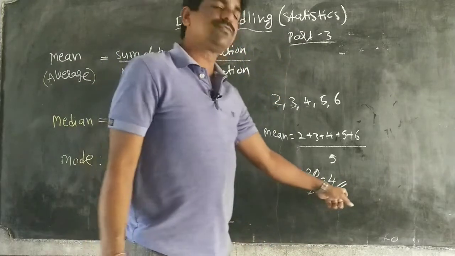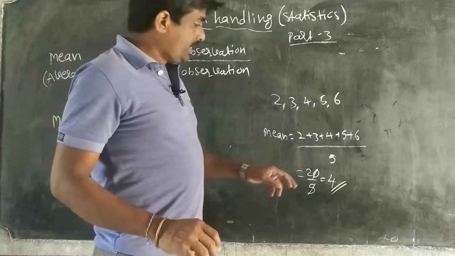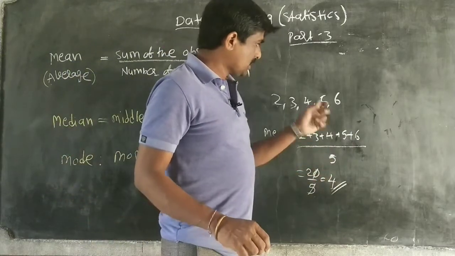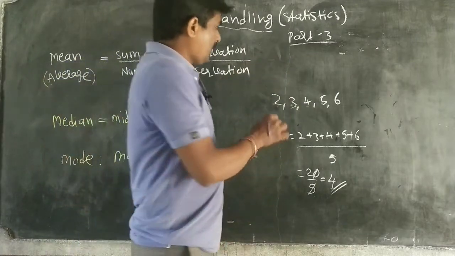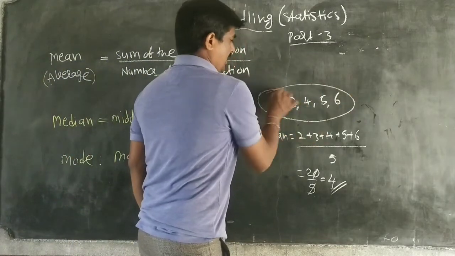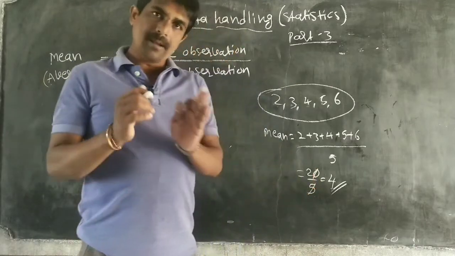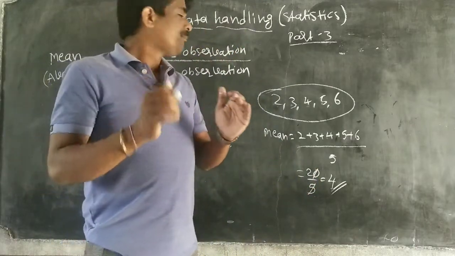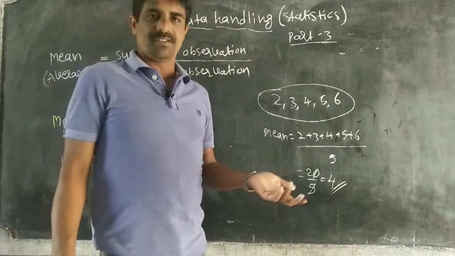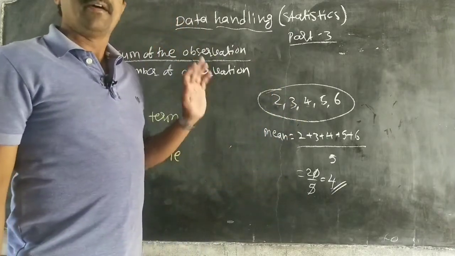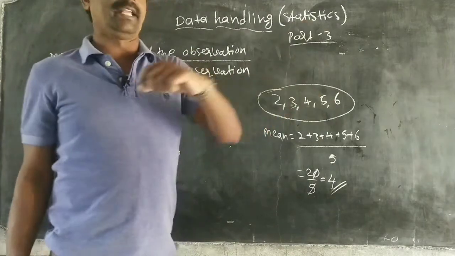Mean, the average, is 4. So here is one property: any average or mean depends upon all the numbers. That is the mean. Mean means sum of the quantities divided by the number of the quantities, or sum of the observations divided by the number of the observations. This is mean. So in problems we are doing mean.